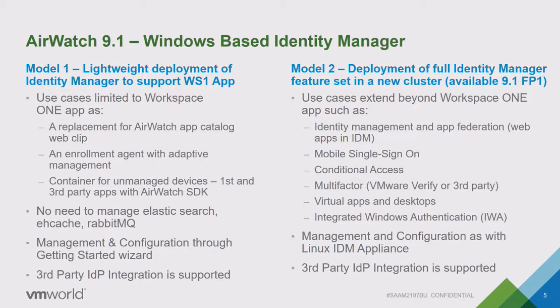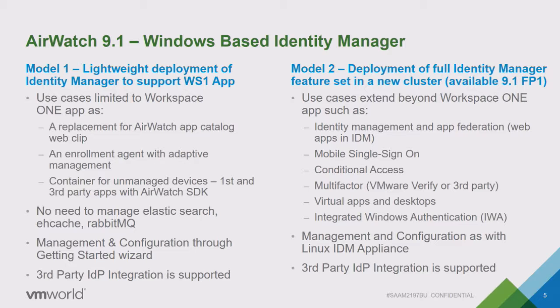If you do this implementation, you'll never see an Identity Manager console. All of the configuration for this mode is done using the AirWatch console. The other mode, the second deployment mode, is the idea of a full Identity Manager installation. During the installation, there's a checkbox which says install the full Identity Manager, and then at that point it will install all of the components that make up the Identity Manager product. This will then give you all of the functionality that you would expect, things like the ability to do mobile single sign-on, the ability to do conditional access. You will manage this using the same web console that you use in the Linux-based appliance. The difference is everything is running on Windows.